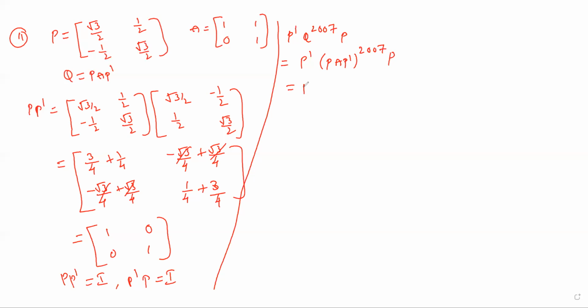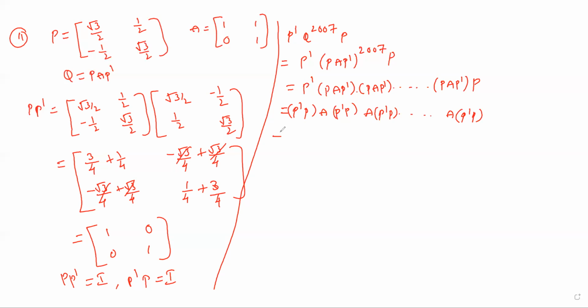That many times multiply. P dash into PAP dash, next PAP dash, and so on, up to the last one, 2007 times, PAP dash into P. In the bracket, P dash into P into A. Again here, the other combination, P dash into P into A, like P dash into P, and so on, A into P dash into P. 2007 times will come. P dash P is how much? I. I into A, I into A, I into A, and so on, A into I. In total, how many times? 2007 times.